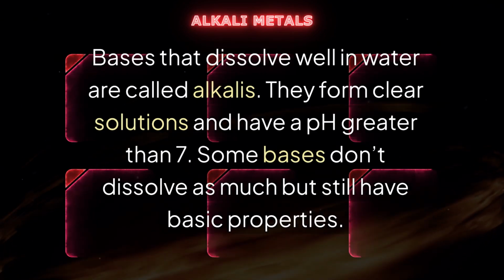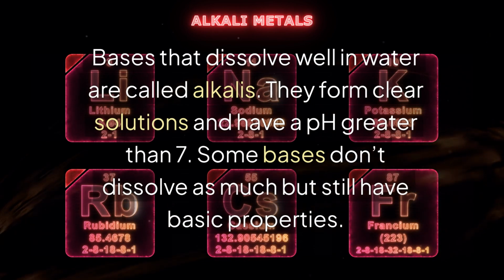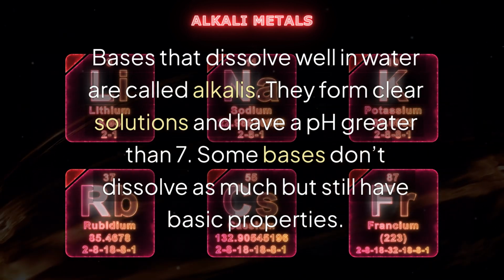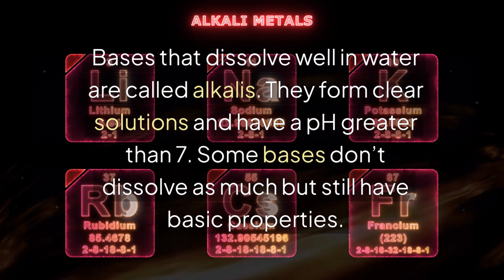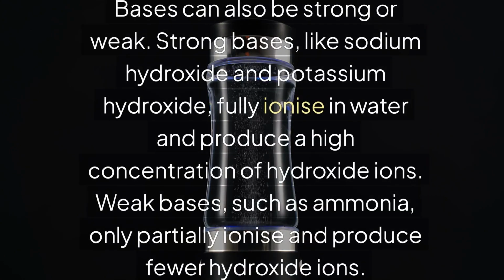Bases that dissolve well in water are called alkalis. They form clear solutions and have a pH greater than 7. Some bases don't dissolve as much but still have basic properties. Bases can also be strong or weak. Strong bases like sodium hydroxide and potassium hydroxide fully ionize in water and produce a high concentration of hydroxide ions. Weak bases, such as ammonia, only partially ionize and produce fewer hydroxide ions.